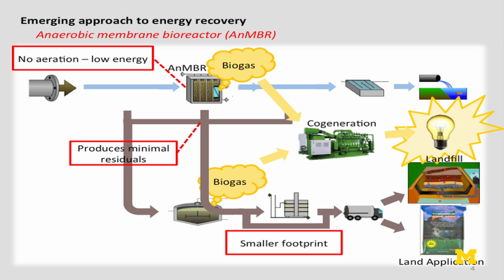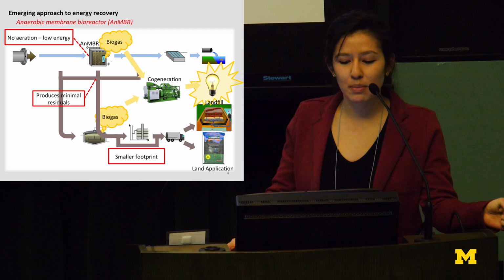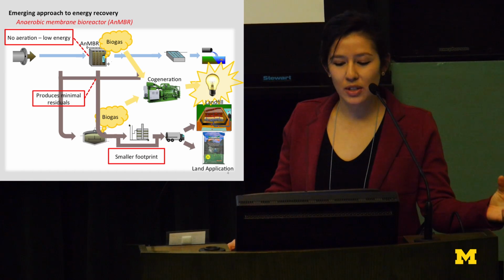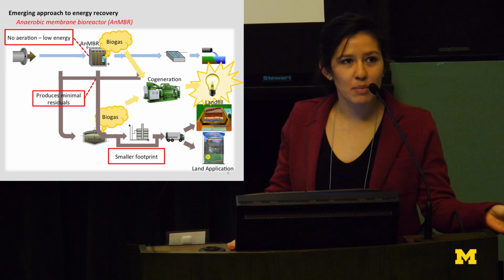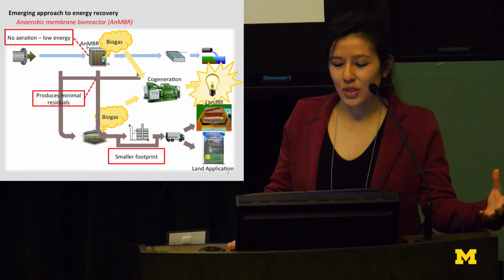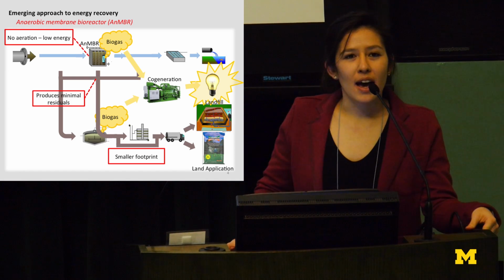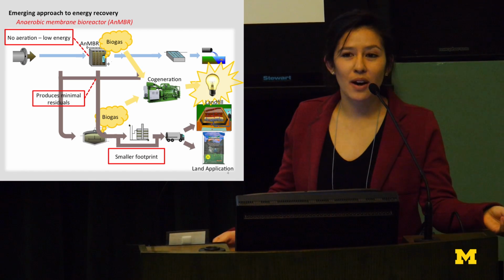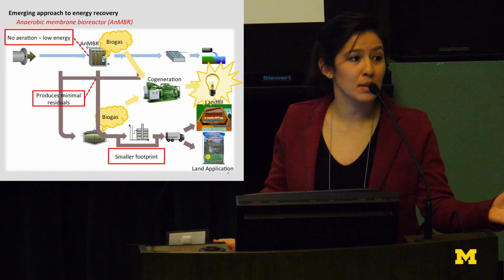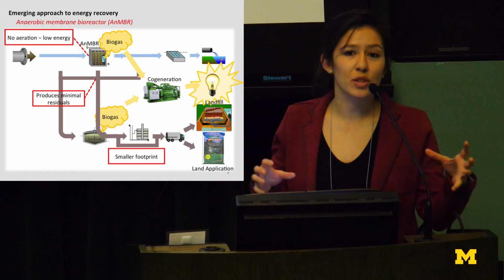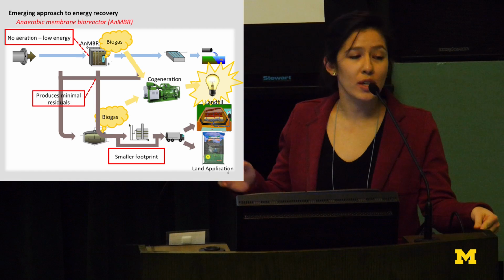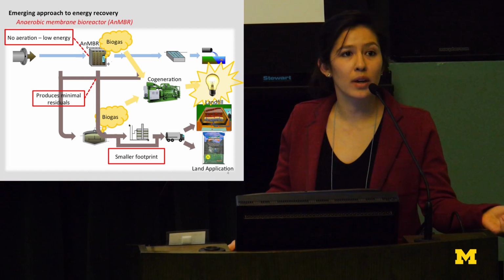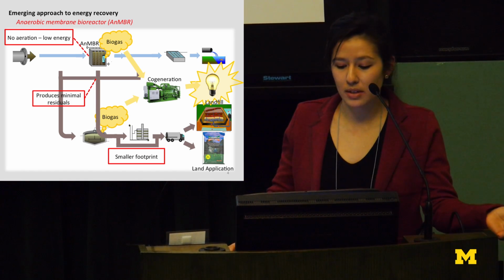So just to go back to our flow diagram, if we think about how an ANMBR might be implemented, it would essentially replace the two clarifiers and the aeration basin, and because we're using membrane separation, we would directly capture that biogas from the ANMBR, use a cogeneration unit, and produce electricity. And this represents a way to enhance energy recovery potentially because we are capturing a greater fraction of the organics present in wastewater because we're directly treating the liquid stream as opposed to just the solid stream, which we do with conventional anaerobic digestion with an activated sludge process.